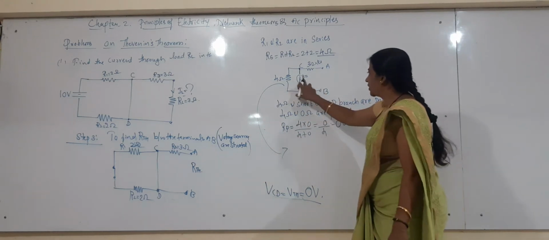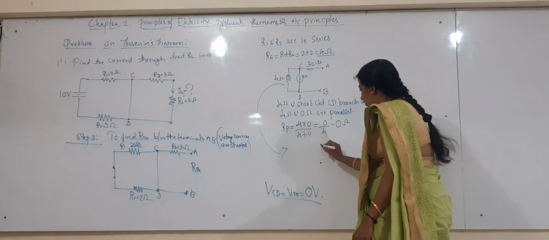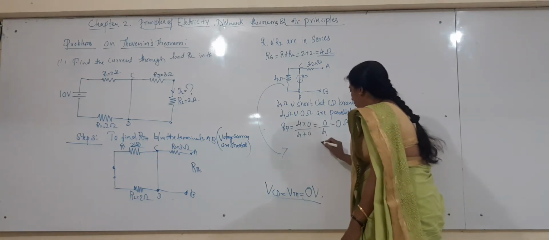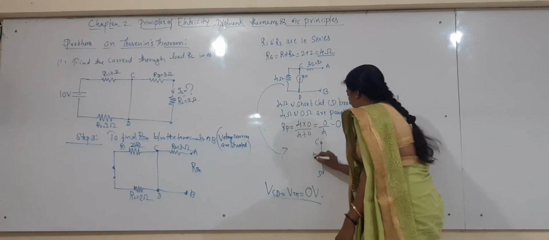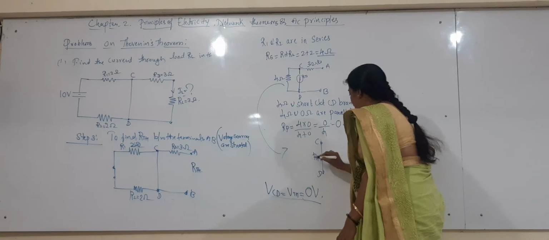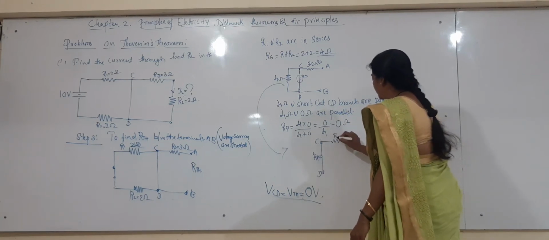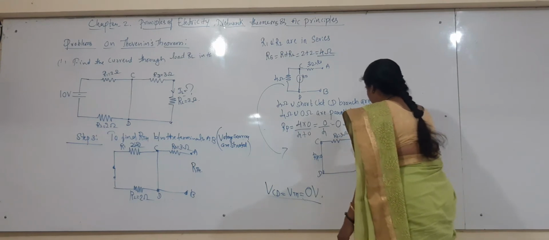Now we put one resistance between C and D, and that is 0 ohm. So 0 ohm means short. Simply it is a short between C and D, where Rp is equal to 0. This is now connected with the resistance R3, which is equal to 3 ohm, between A and B.